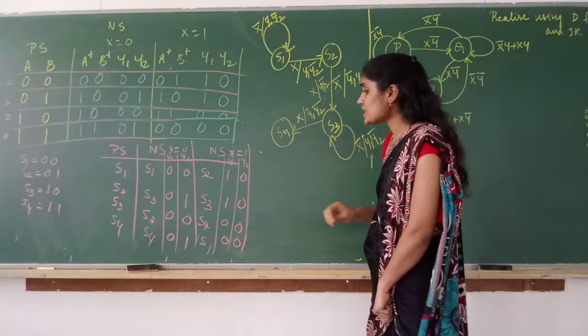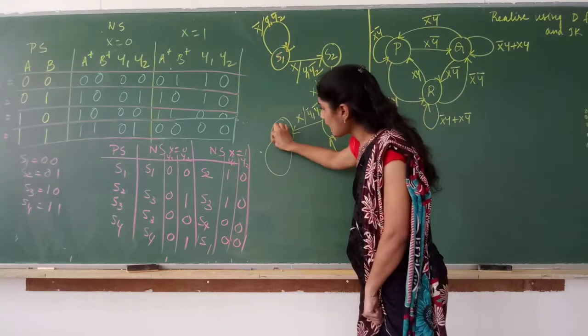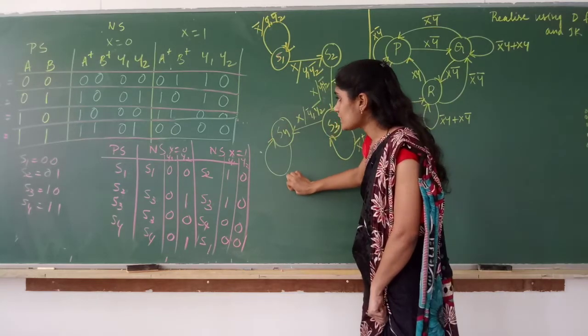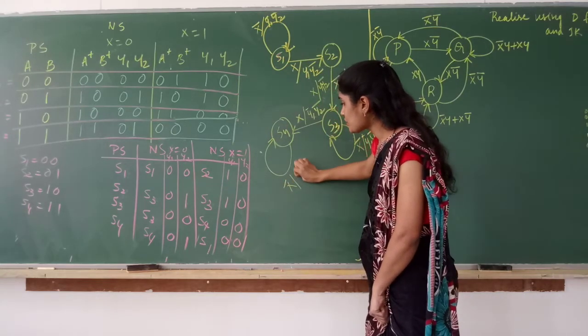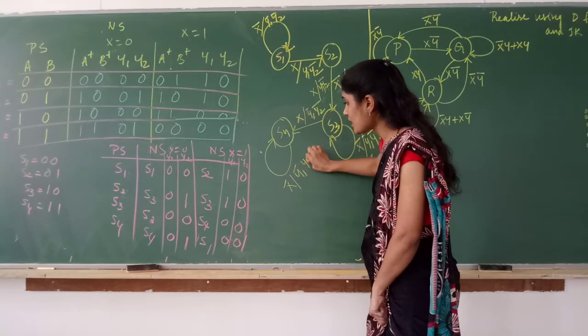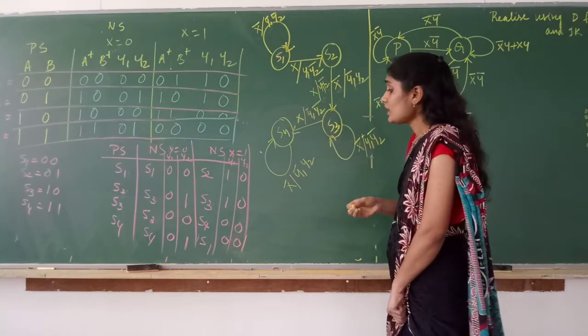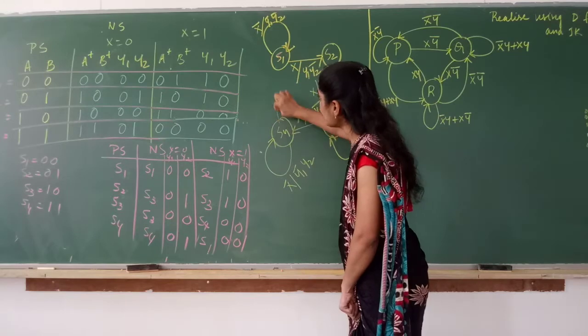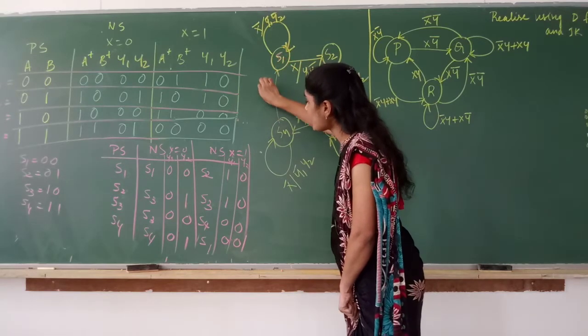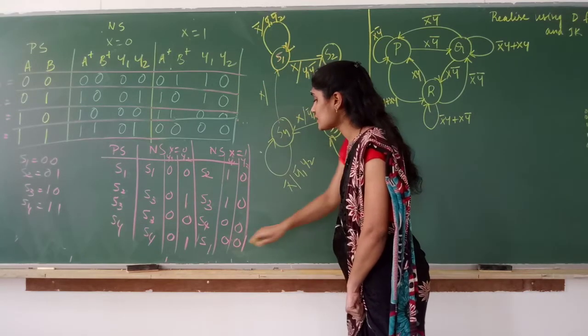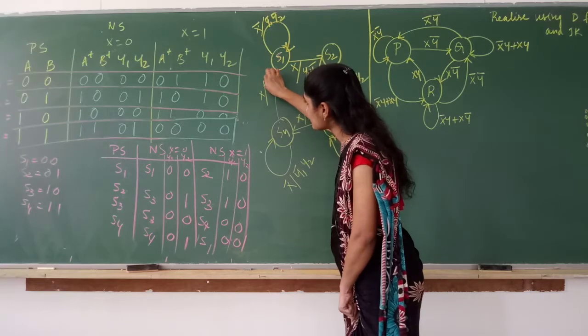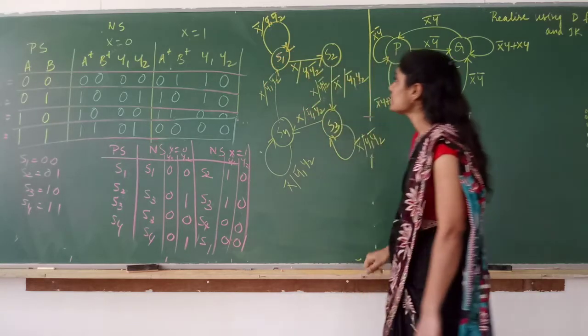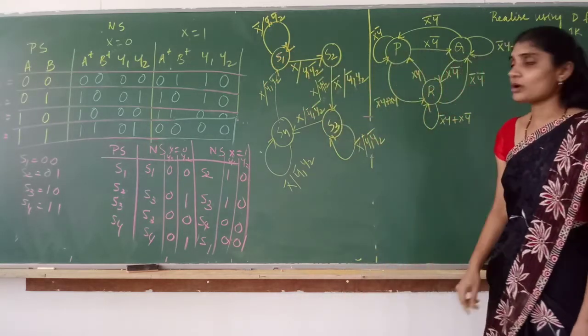Now present state is S4. Next state is again S4 when x is 0. And what is y1, y2? 0, 1. y1 bar, y2. Next state will be S1 when x is 1. Okay, so write x. And what is y1, y2? 0, 0. So y1 bar, y2 bar. So this is the state diagram for the given problem.